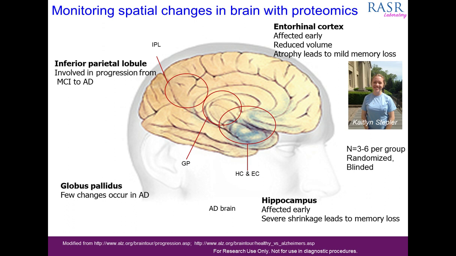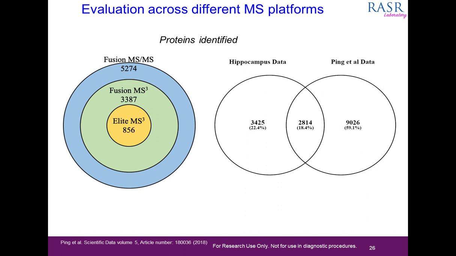And what Caitlin did in the study was to look across different brain regions. So here we mostly focused on the hippocampus, which has early changes that take place in AD. We looked at the inferior parietal lobal portion of the brain, which also has some changes that happen later in progression. And then we looked at the globus pallidus, which is a region that doesn't have much pathology that occurs in AD, and we thought that would serve as a good negative control for this study. And all of the experiments were randomized and blinded to Caitlin when she began the work.